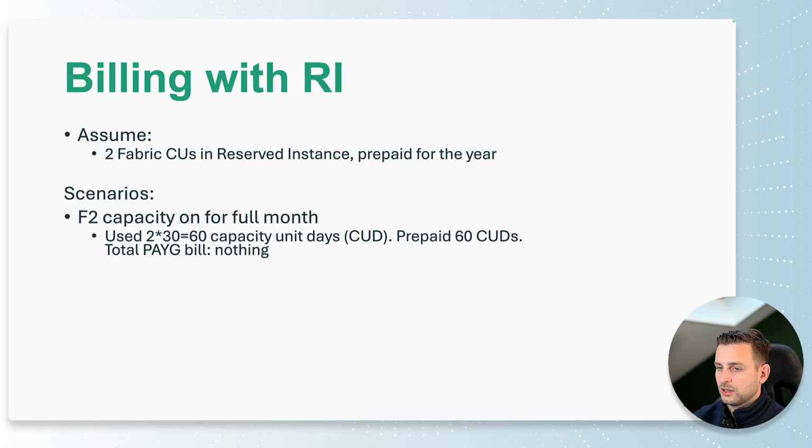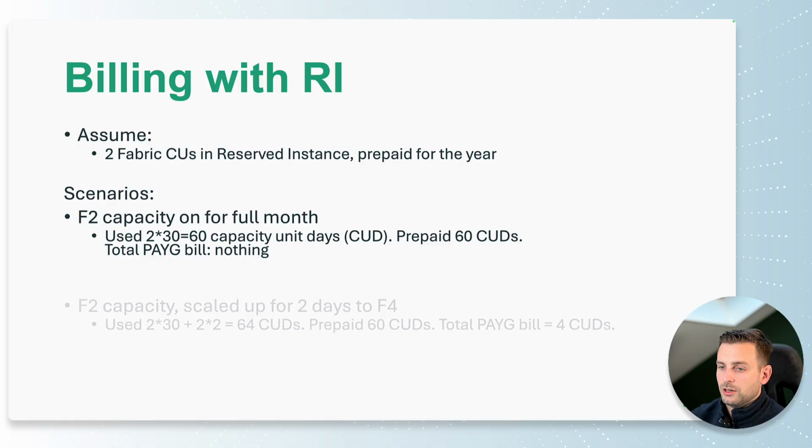First of all, what if we have an F2 capacity that is on for the full month? Okay, then we have used 2 CUs for 30 days, which is 60 capacity unit days or CUDs. We also prepaid already for 60 CUDs because we prepaid for those 2 CUs for the 30 days in the month. So our total pay-go bill will be nothing. All right, we paid the 40% discount on the reserved instance. We do not pay anything on the pay-go rate.